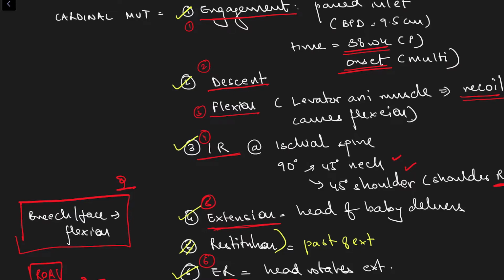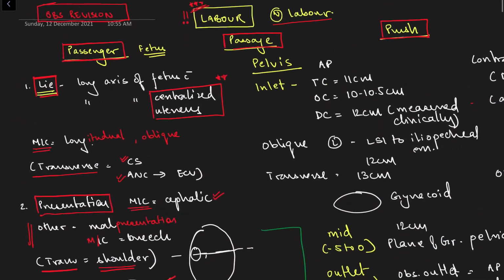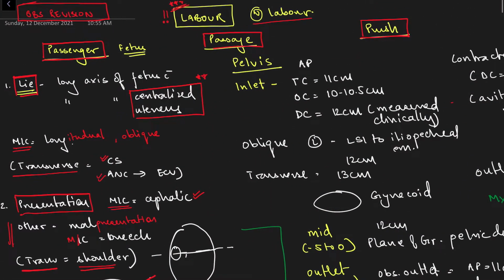So we've talked about the passenger, that is the baby. Now let us talk about the passage, which is the pelvis. So the pelvis has a diameter at the inlet, which is the antero-posterior diameter. It can be a true conjugate, obstetric conjugate, or a diagonal conjugate. The true conjugate is 11 centimeter, obstetric is 10 to 10.5, and the diagonal conjugate is 12 centimeter, and it is the diameter that can be measured clinically.